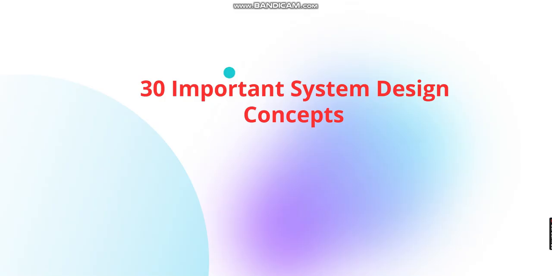This is part 6 of our 30 most important system design concepts series, which every software developer should know. Before this video, we have already made 5 parts of this series, in which we have discussed the top 25 important system design concepts. And in this video, we will be looking into the next 5, completing all 30 important system design concepts. We will be looking into topics like microservices, message queues, rate limiting, API gateway and idempotency.